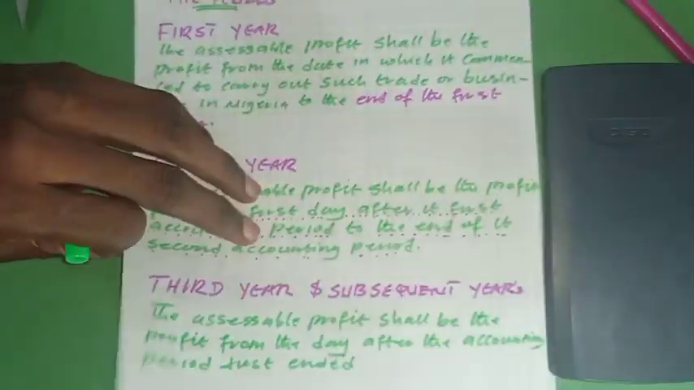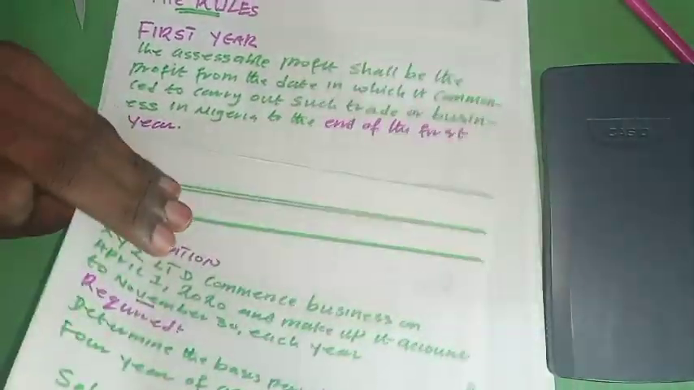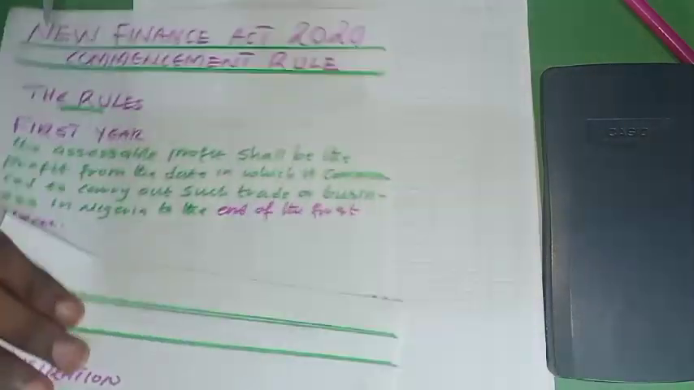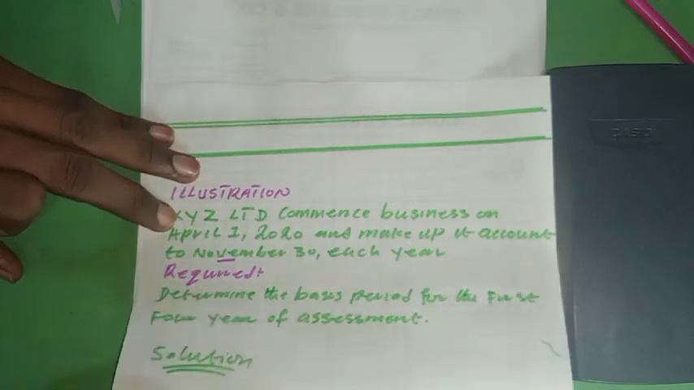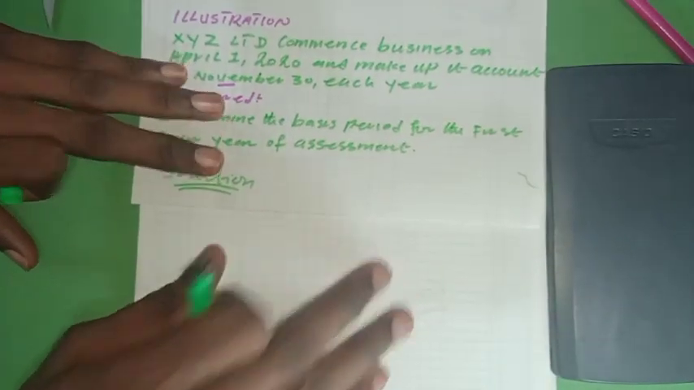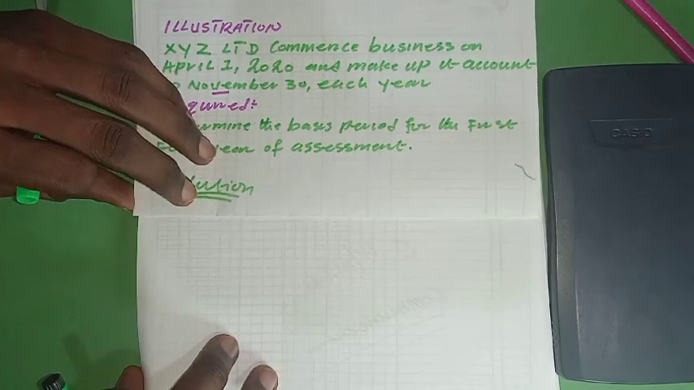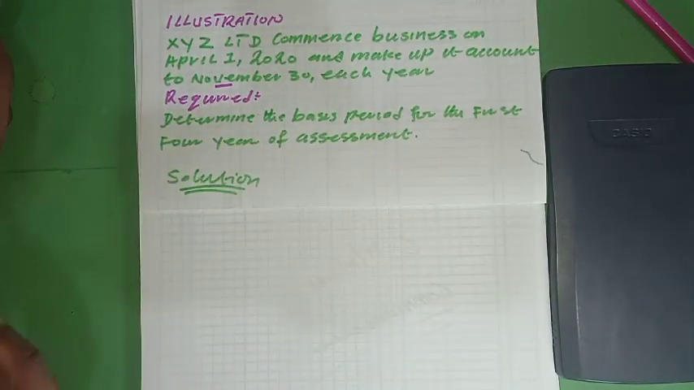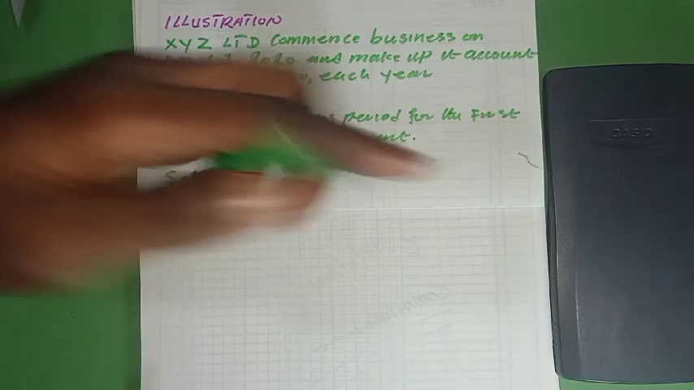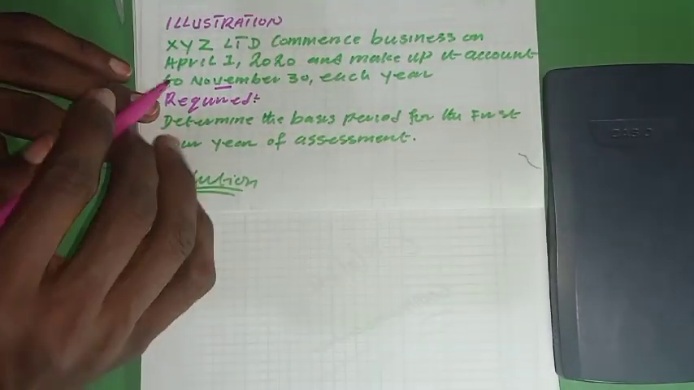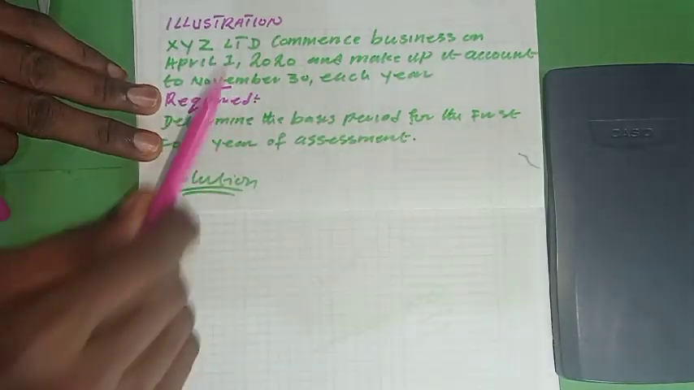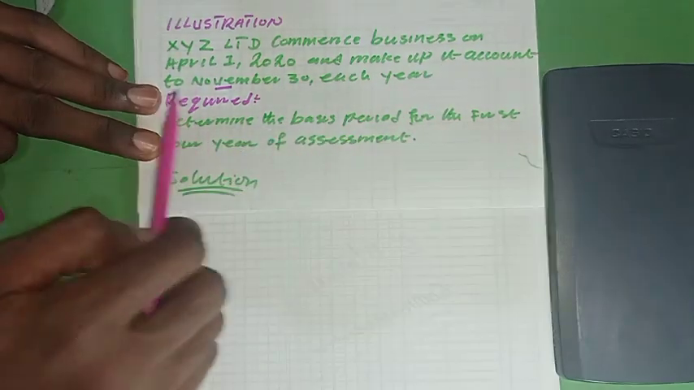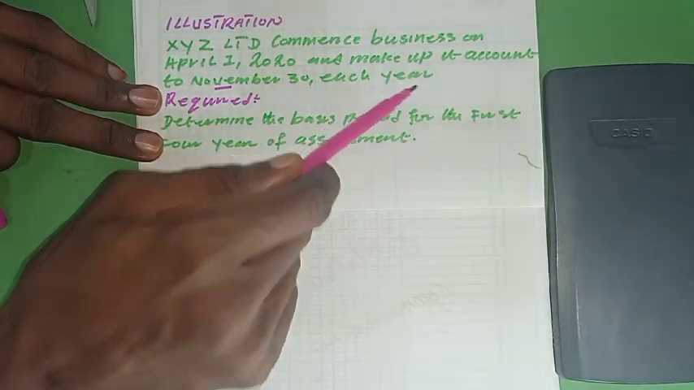Now let's solve this question. Hope my video is not blurry. Now the question says XYZ Limited commenced business on April 1st, 2020 and makes up its accounts to November 30th each year.